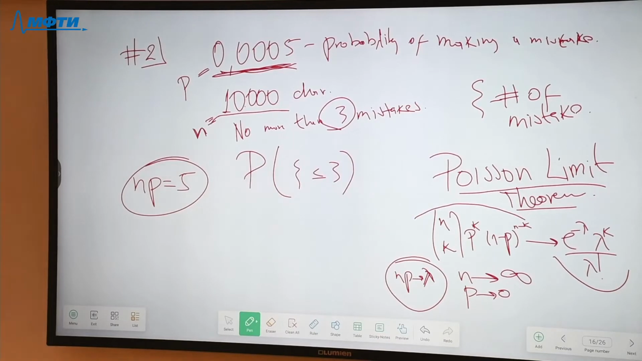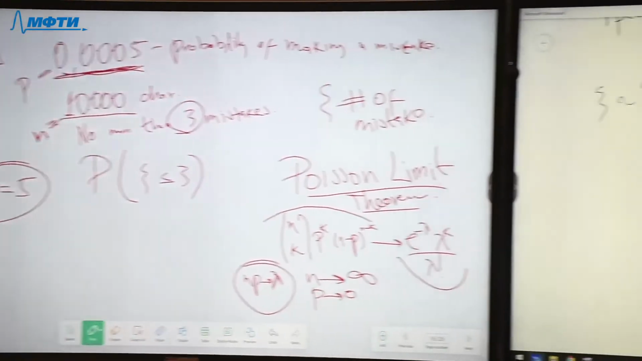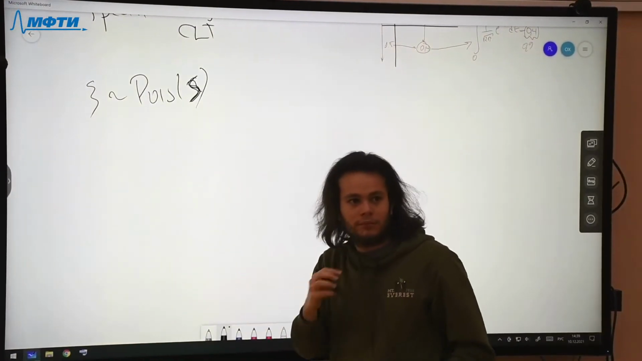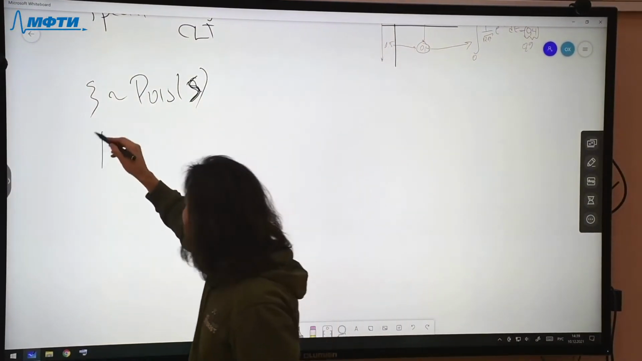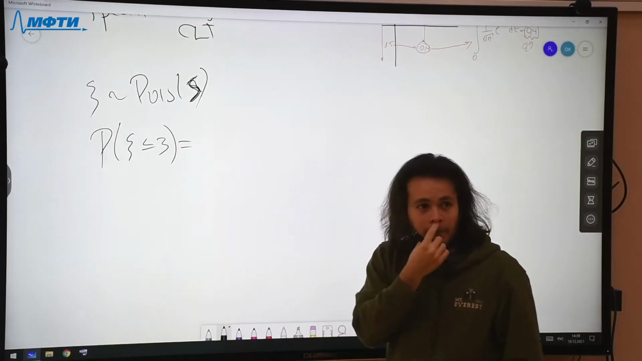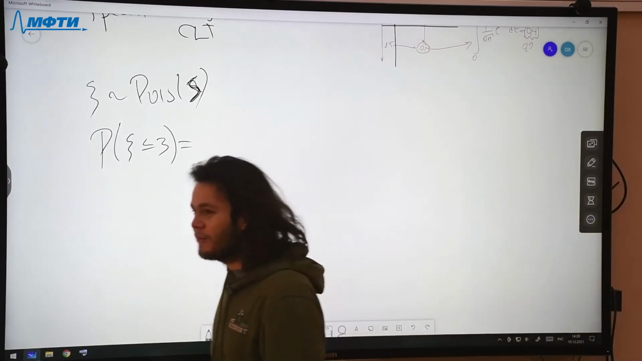So it means that, what do I want to say? I want to say the following: that psi, the number of mistakes that we have, has Poisson distribution with parameter 5. So how do we find the probability that psi is less or equal than 3, if I know that psi has Poisson distribution?